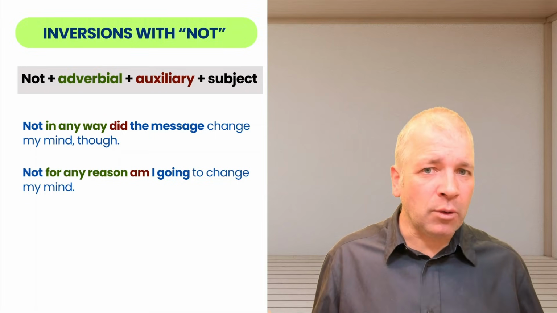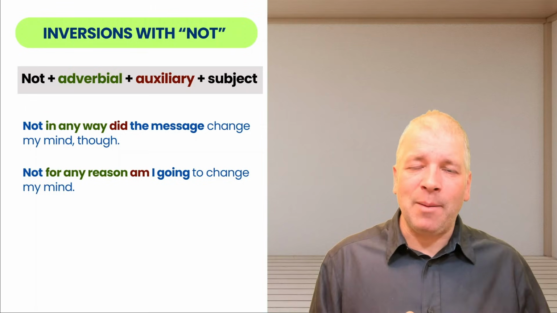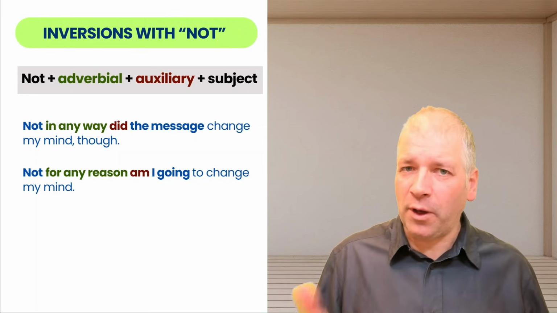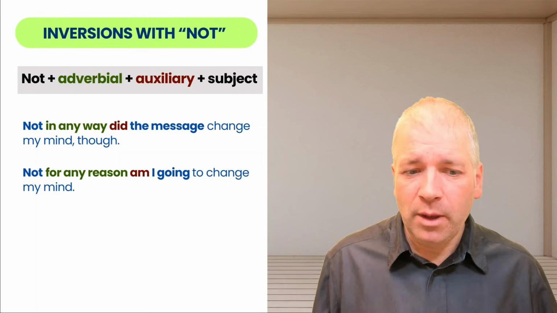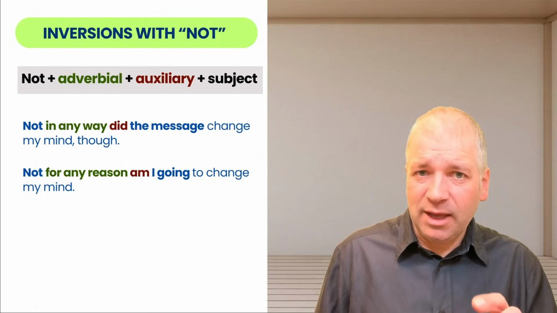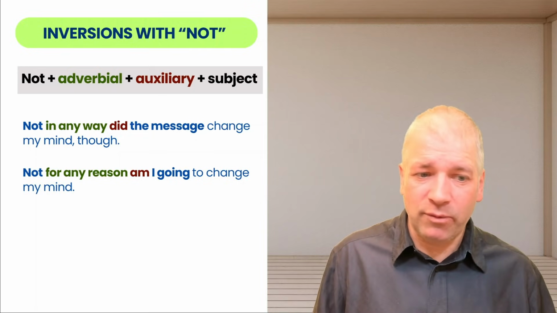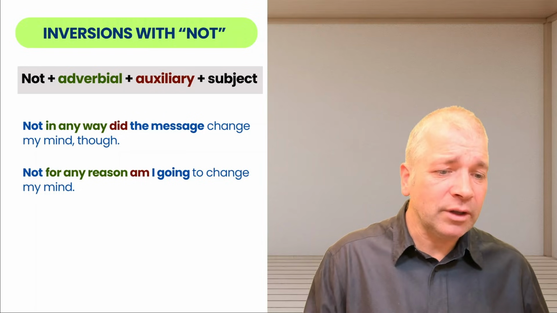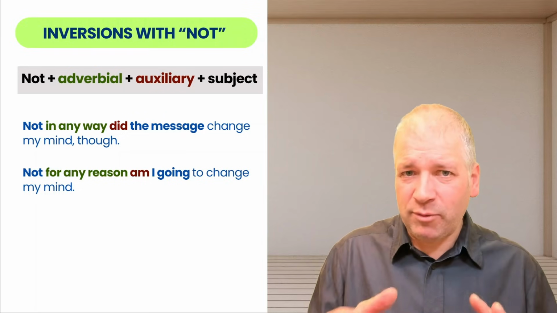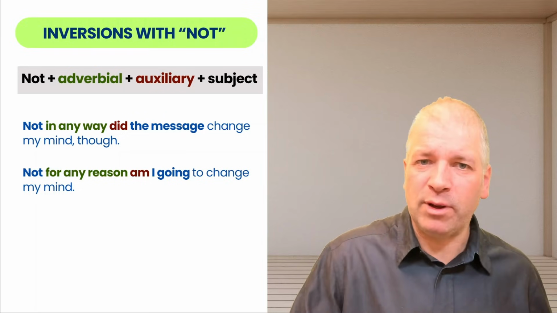Here, the auxiliary is actually am. It helps us to form the present continuous. So instead of did here, keep am as your auxiliary and use not followed by for any reason, and that way you can bring for any reason to the front.